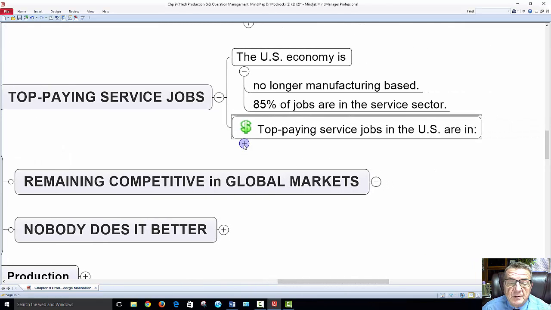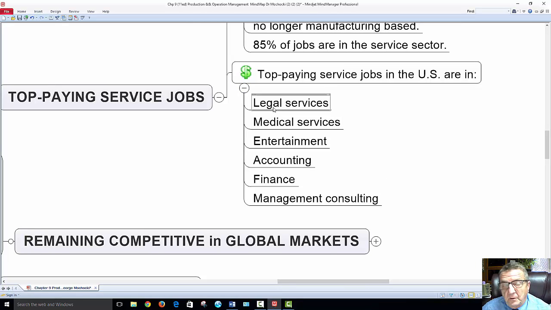Top paying service jobs in the U.S. are legal services as lawyers, medical services, entertainment, accounting, finance, and managerial consulting. When I look at managerial consulting, most of managerial consulting is how to reduce expenses or improve market share. Okay?